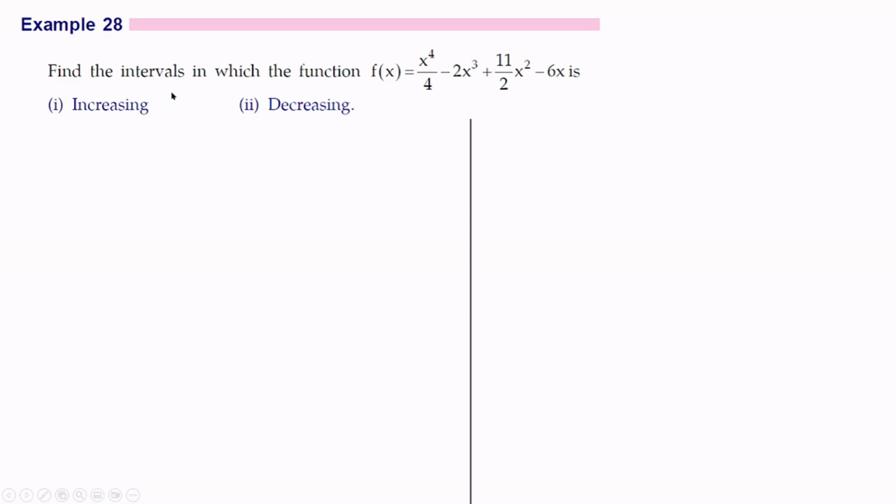Next question, find the intervals in which the function f of x is equal to x raised to 4 by 4 minus 2x cube plus 11 by 2 x square minus 6x is increasing and decreasing. The same question was given in the sample paper for 3 marks. So here we have to find the intervals in which this function is increasing and decreasing. So first we have to find the critical points and then we can find the intervals.